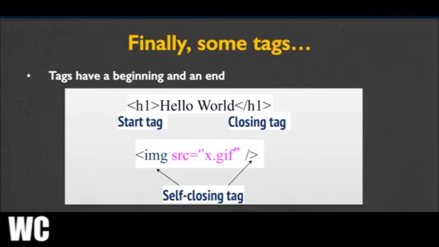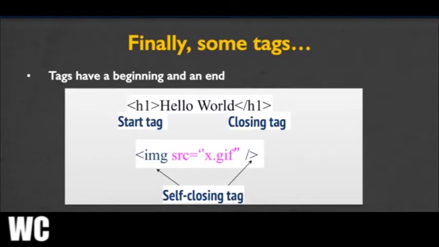The first H1 is my start tag. It just shows the simple tag that I want inside brackets. The second tag, the closing tag, always starts with a slash. This indicates to the browser, oh, she's about to end a tag. This is one of the most common, to have the start tag and the closing tag with some sort of text inside of it.